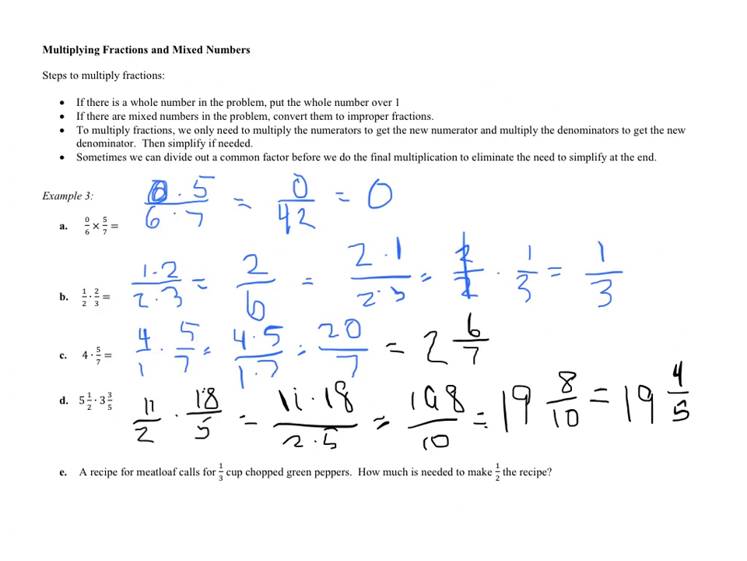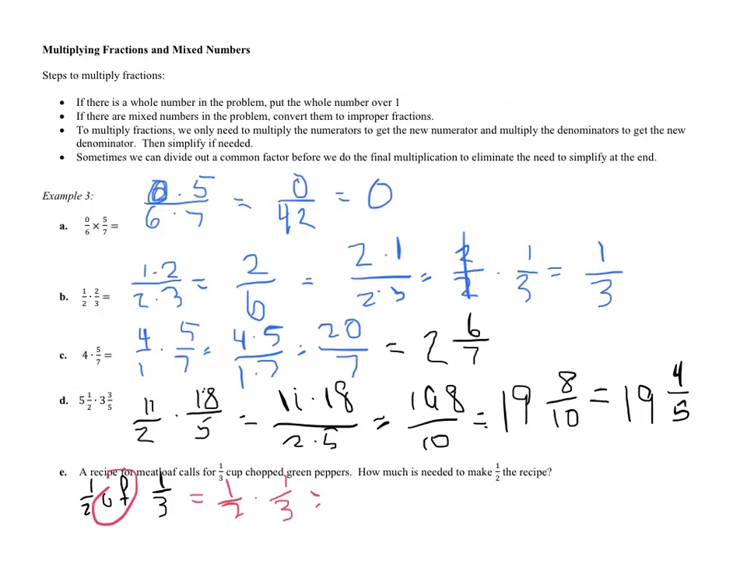Okay, so we had quite a few steps with that problem, but it's of a greater difficulty. Finally, with example E, we have an application problem. A recipe for meatloaf calls for 1/3 of a cup of chopped green peppers. How much is needed to make half the recipe? So what we're really looking at is what is 1/2 of 1/3. And of, in word problems, we can often think of as multiplication. So we're multiplying 1/2 times 1/3.